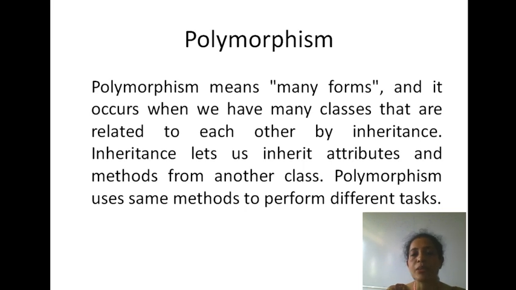The meaning of polymorphism is actually many forms. So many forms means we can use the same method or the same properties for different tasks. That one is polymorphism.